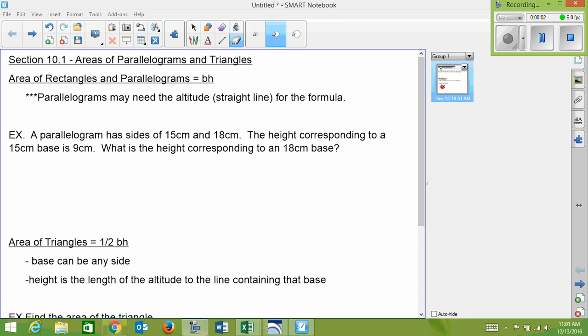Hello and welcome to section 10.1, which is on areas of parallelograms and triangles.